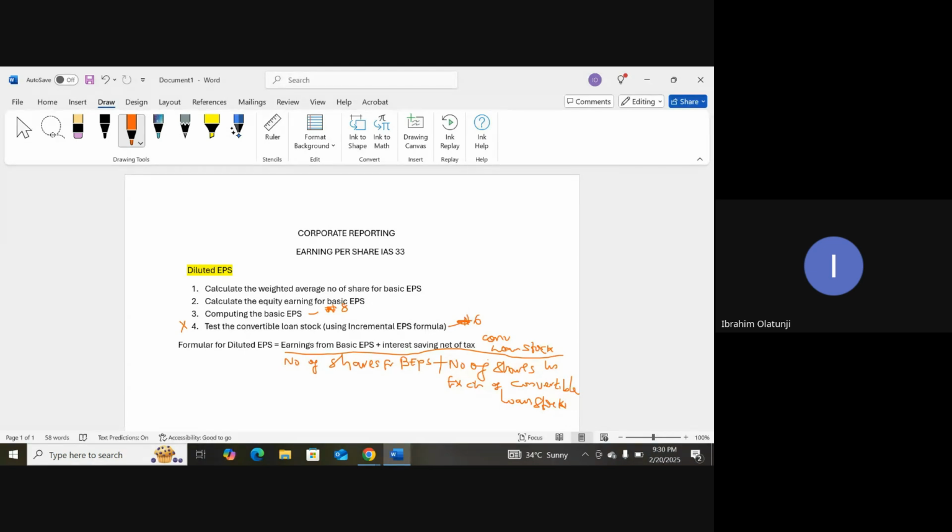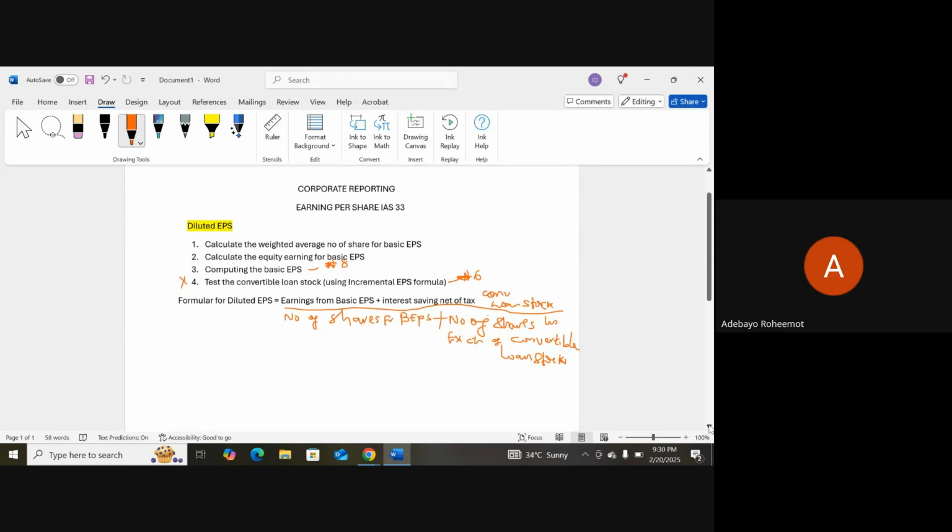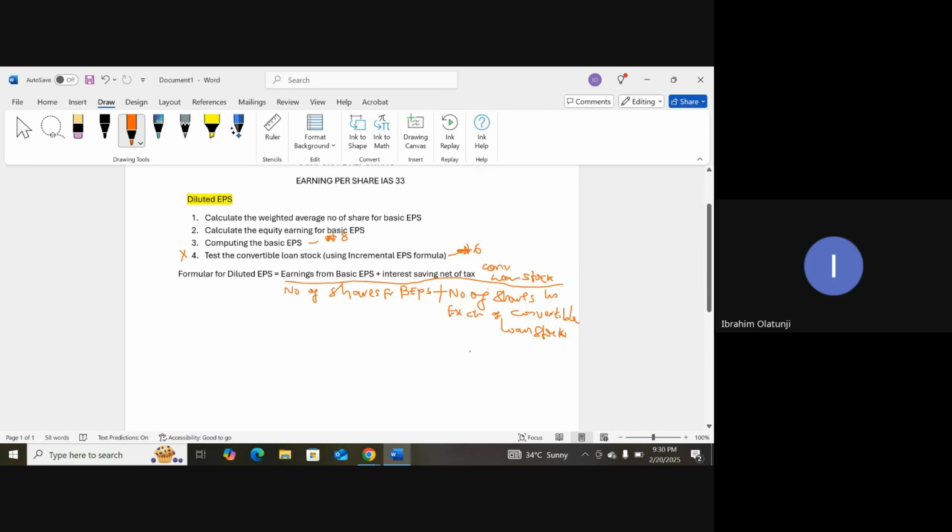Are you getting it? Very clear. So if the incremental EPS is higher than the basic EPS, you are not going to add the number of shares in exchange of the convertible loan stock. But if it is the other way around, we have to add it. Is it clear now? Okay. Let's take an example to back it up.